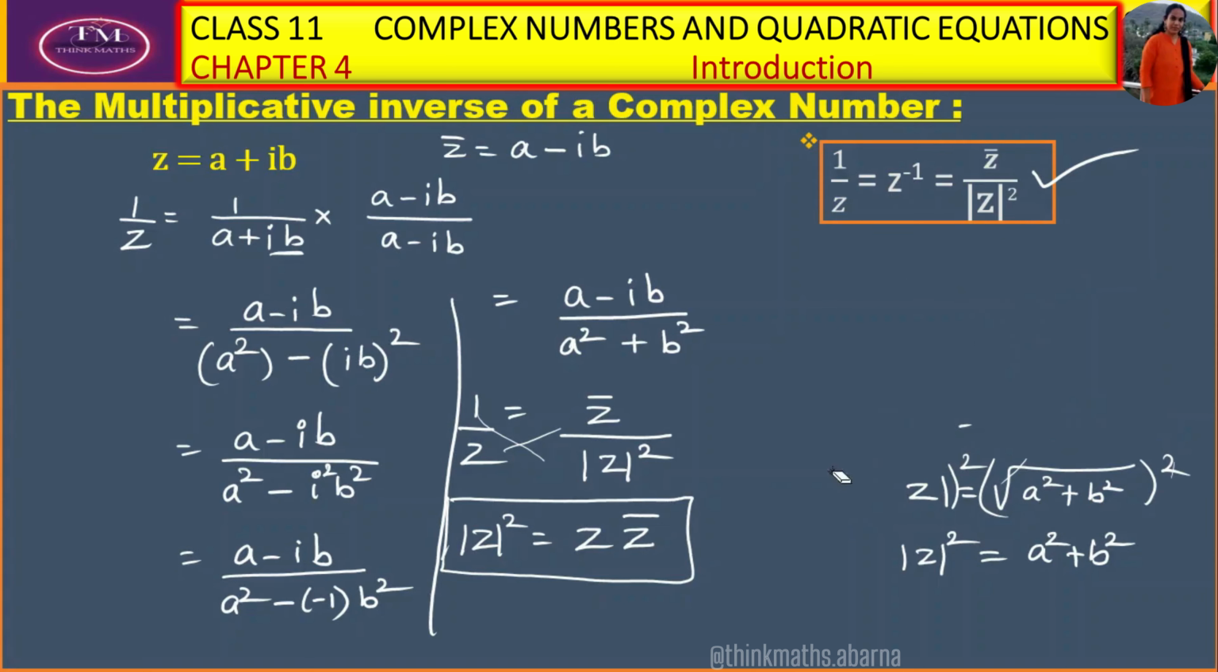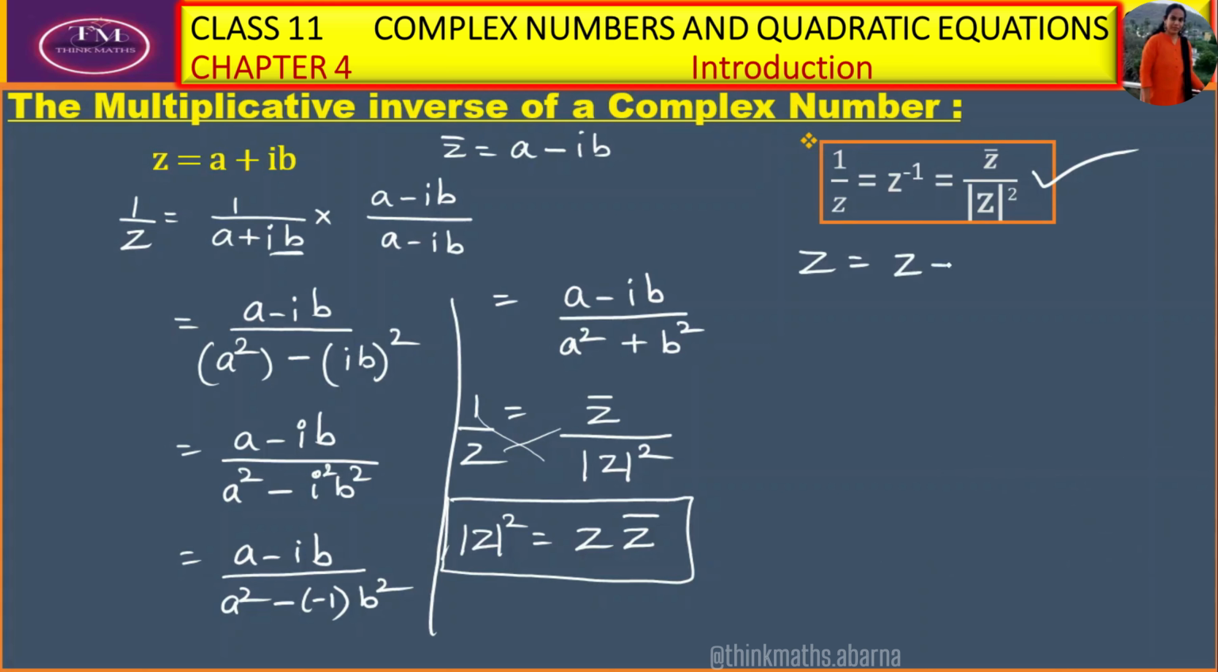So let us take one example. Z is equal to 3 minus 4i. I'm sorry, z is equal to 3 minus 4i. Now I want to find the inverse value for this. Okay. So what is 1 by z? Its formula is nothing but z bar divided by modulus z whole square.